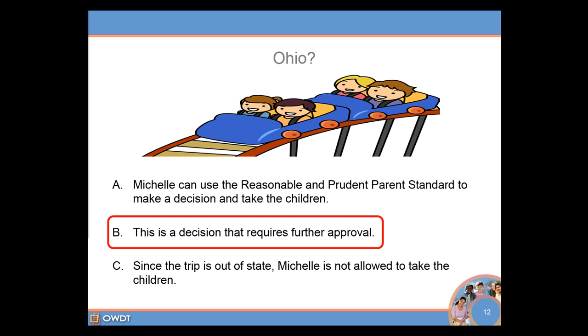The answer is B. Out-of-state travel requires prior approval. Michelle should talk with her caseworker to see if just obtaining parental approval is fine, or if the local court also requires authorization.